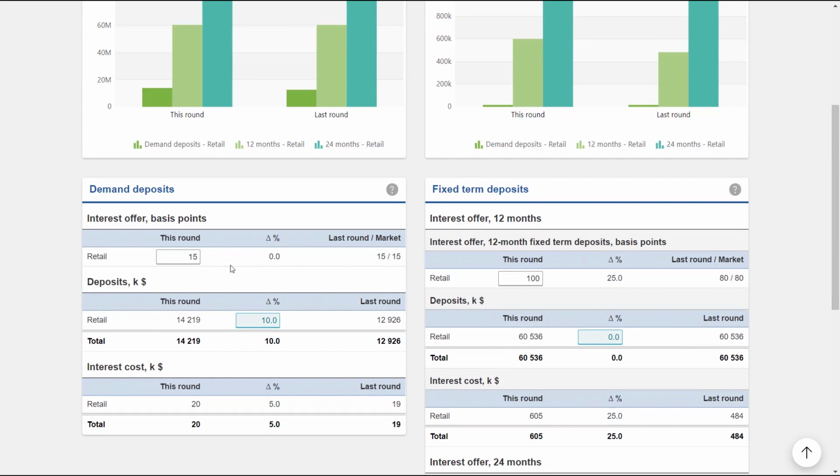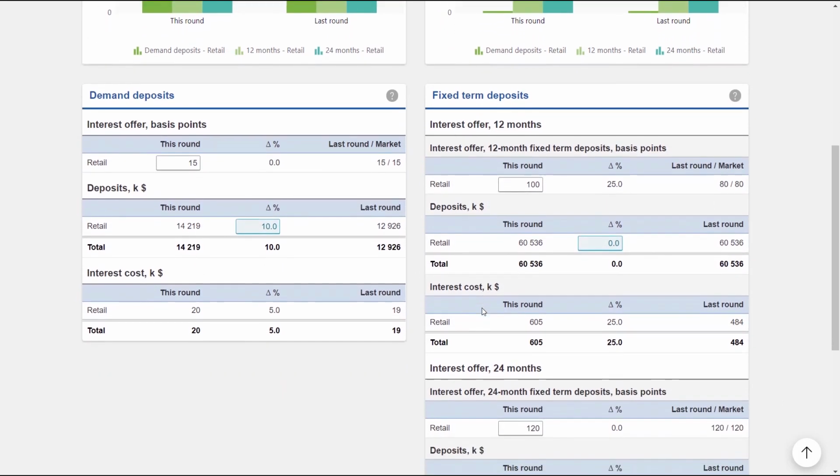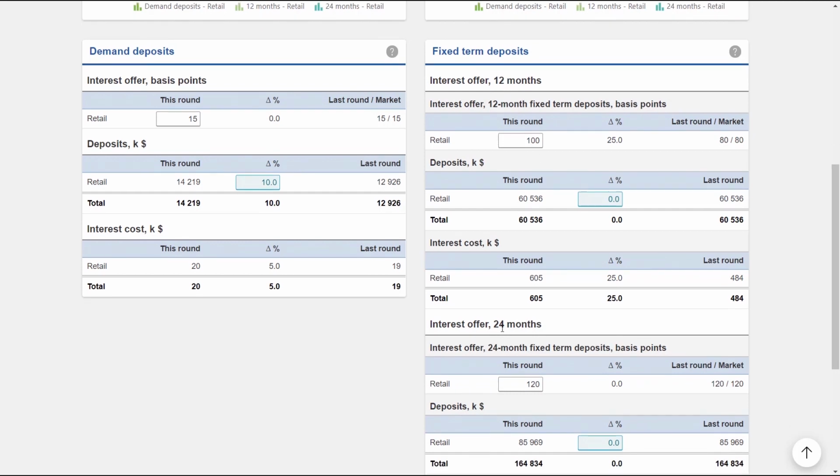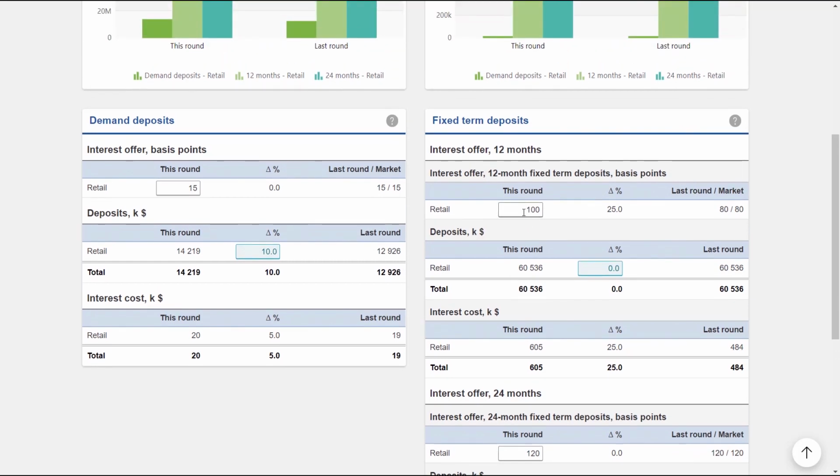Okay, so that's how you do it with the demand deposits, and exactly the same principle applies for the fixed term deposits, but since these are fixed, our customer is committing to keep the money in our bank for a certain period. We have two different periods: 12-month fixed term deposits and 24-month fixed term deposits. So here we can potentially agree to pay higher interest for our customers.